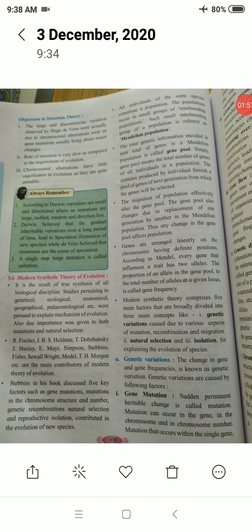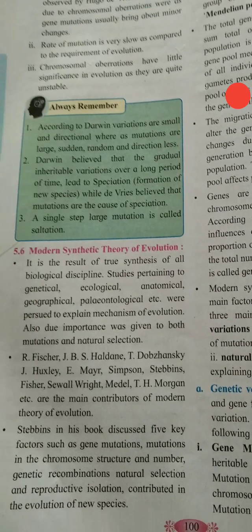Now see this: 5.6, modern, that is the synthetic theory of evolution. Here it is the result of true synthesis of all biological disciplines. The main ones that affect it are genetical, ecological, anatomical, geographical, paleontological, etc. These are the pursuits to explain the mechanism of evolution.